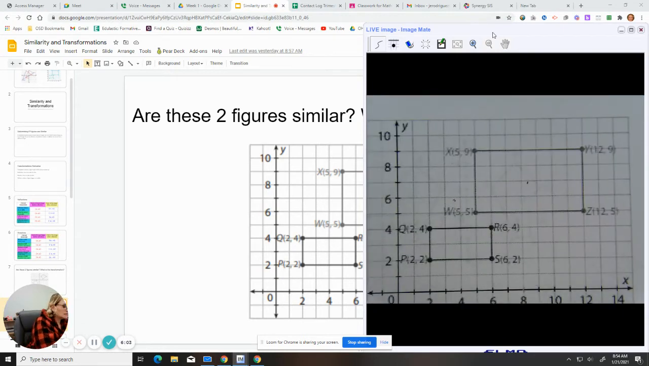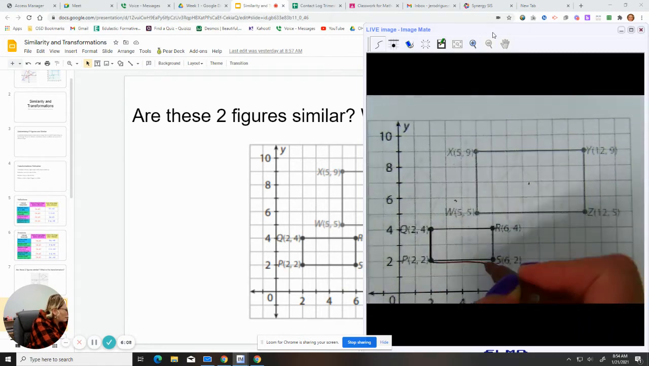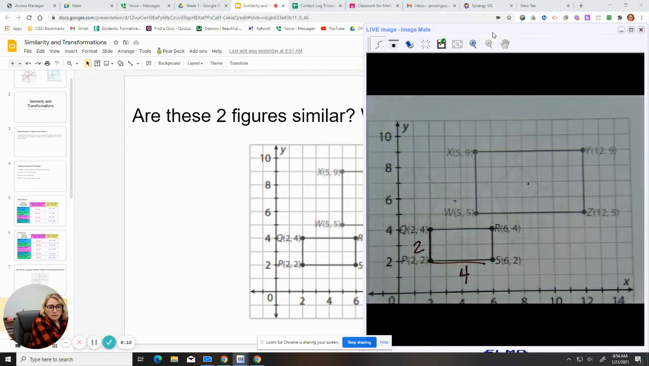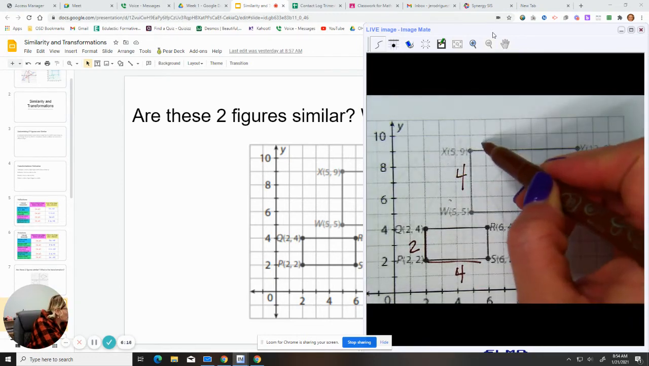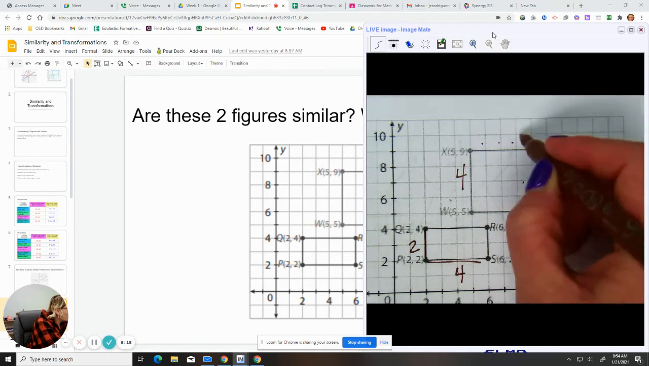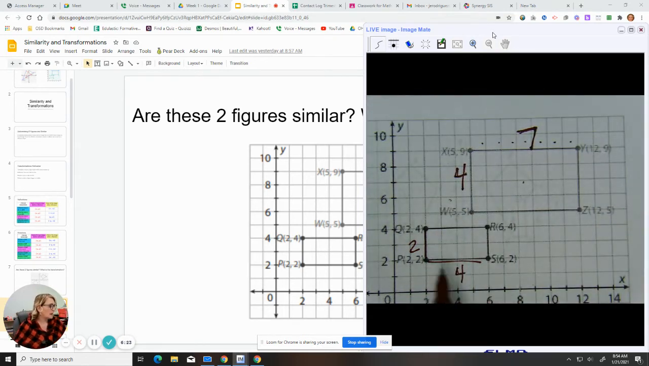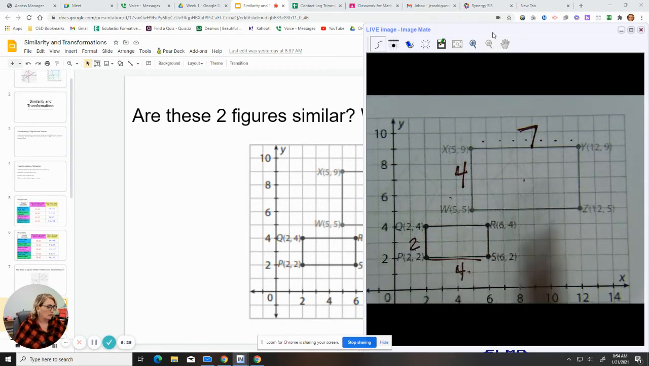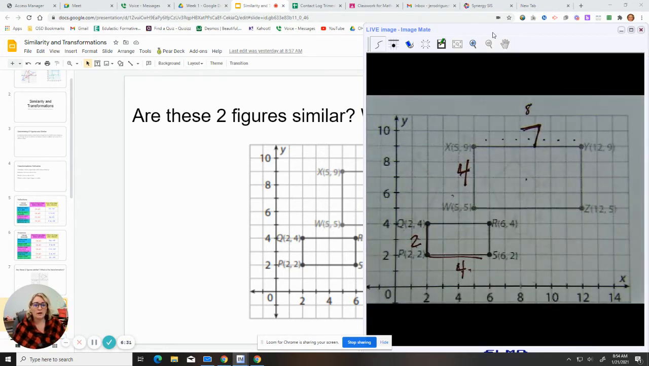Okay, this original one is a 2x4 rectangle. This new one is a 4x7 rectangle, and there is no way for us to take a rectangle that's a 2x4 and make it a 4x7. This would have to be an 8 in order for it to be similar, and it's not, which means that the figures change size, and so therefore they are not similar.